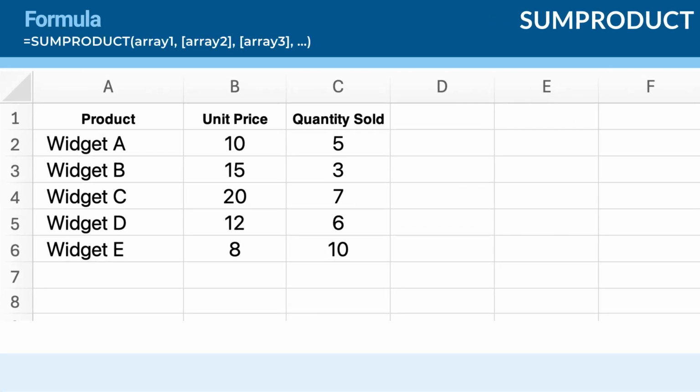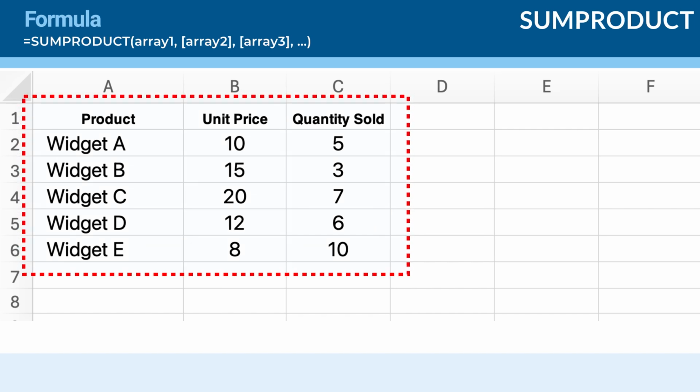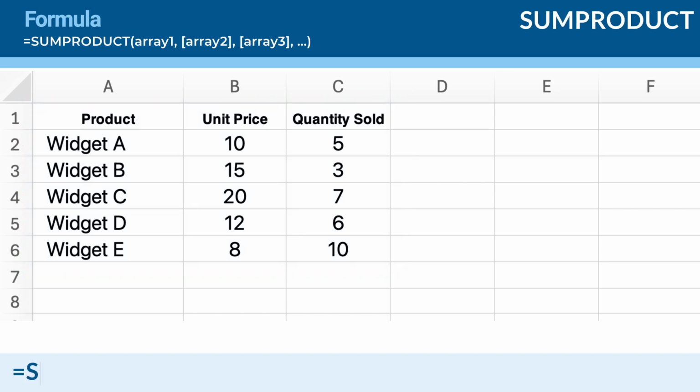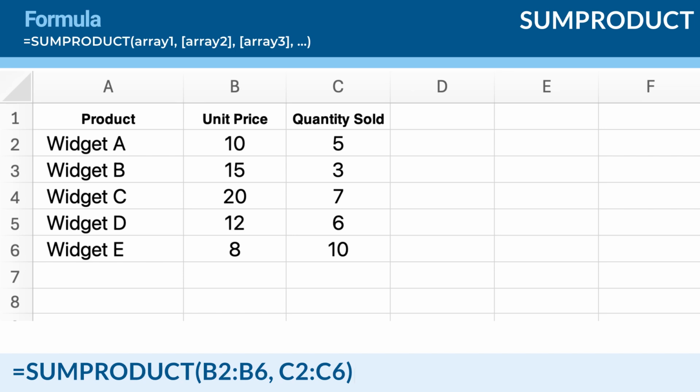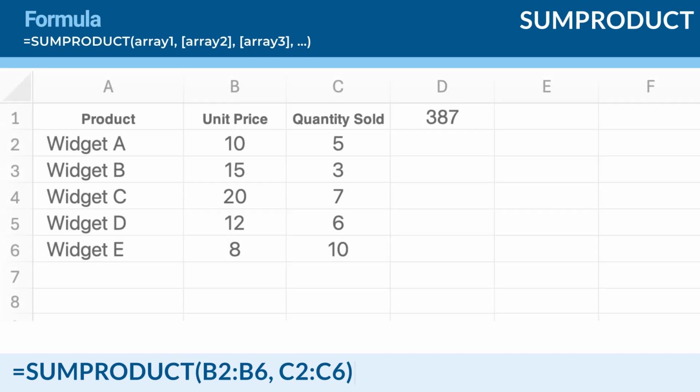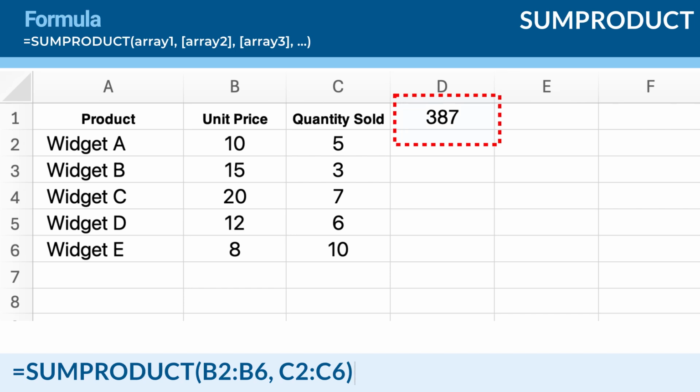Let's start by setting up our data. Imagine you have a table that lists products, their unit prices, and the quantity sold. You want to calculate the total sales for all products. Enter the unit prices in cells B1 to B5 and the quantities sold in cells C1 to C5. In cell D1, enter the formula equals SUMPRODUCT B2, B6, C2, C6 to calculate the total sales by multiplying each product's unit price by its quantity sold and then adding up all the results. Press Enter, and Excel will return 387, which is the total sales amount for all products.